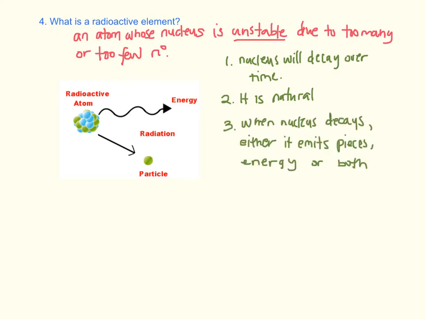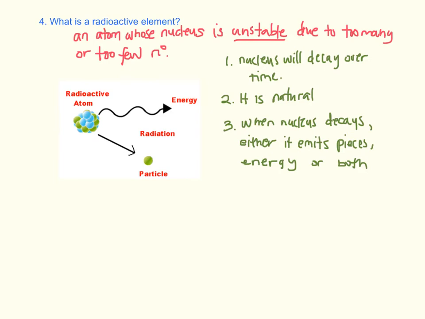And when this nuclear decay happens, when the nucleus breaks apart to become more stable, it's either going to give up pieces of itself or it's going to emit energy or both. And those things are called radiation or radioactive particles. We're actually going to talk about the types of radiation that atoms can undergo when they're radioactive and their nuclei are trying to become more stable.